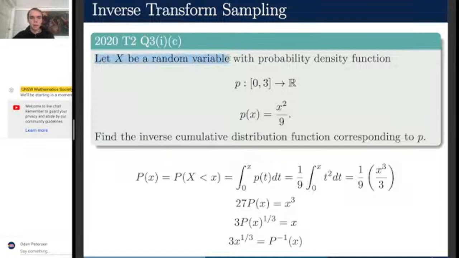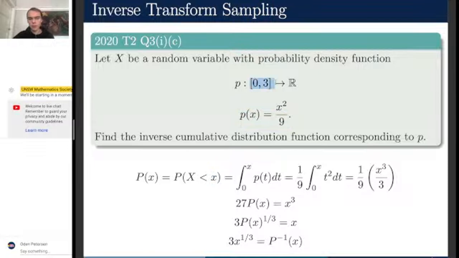So x is going to be a random variable with this probability density function, x squared over 9. And this first part of the question is asking us to find the inverse cumulative distribution function corresponding to this PDF here. So step 1 is just find the cumulative distribution function. And then I guess after that we can find the inverse function to that. So to find the CDF, we want the probability that a random variable with this distribution is less than a given number.